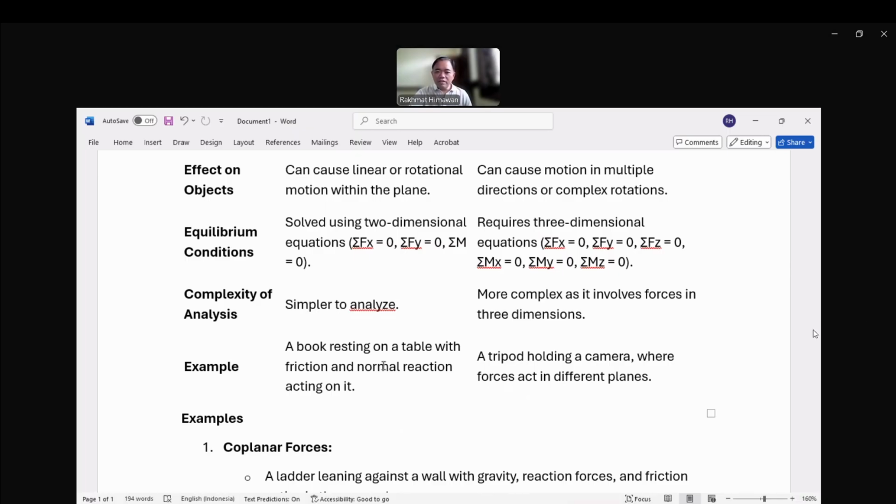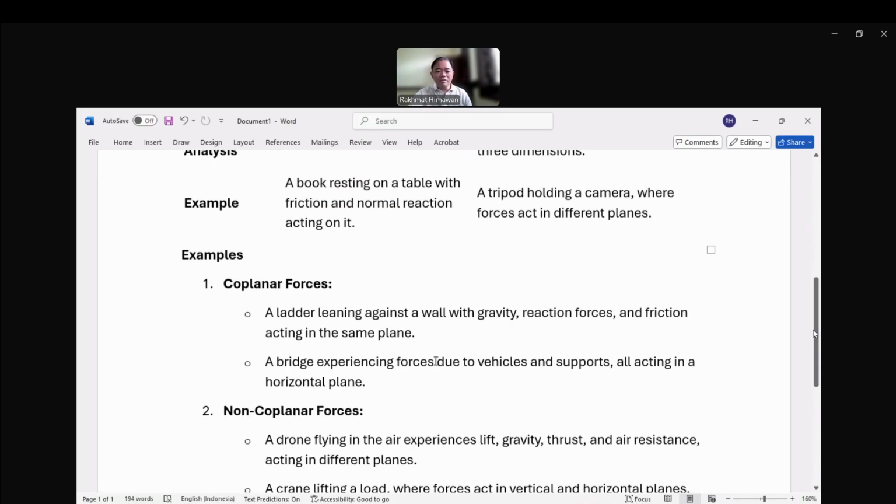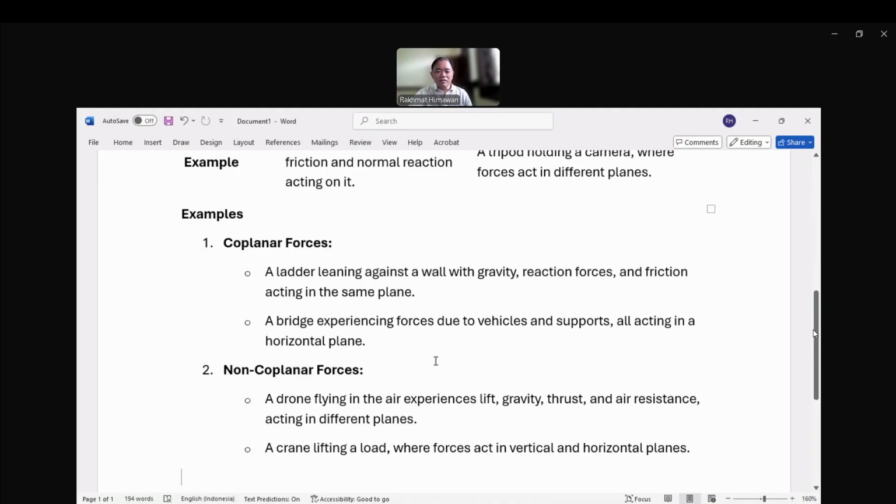One example of a non-coplanar force is a tripod holding a camera. The tripod holds the camera in different directions. It's also tilted a bit differently, not evenly. Another example of a coplanar one is a ladder leaning against a wall with gravity. We have a reaction force with friction as well, so that ladder is not going to move and can be safely used by people who want to repair something.